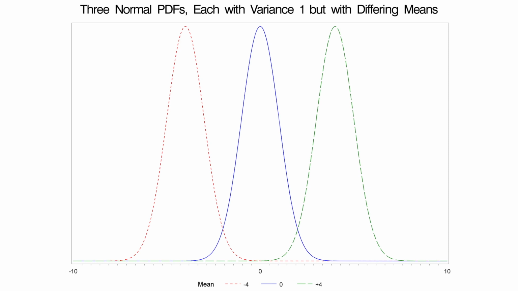And so you can see that in this graph, the location of where the PDF is centered depends on the mean. And so as you increase the mean, the location of the center point for the distribution moves to the right. If you decrease the mean, then the distribution is going to shift to the left.